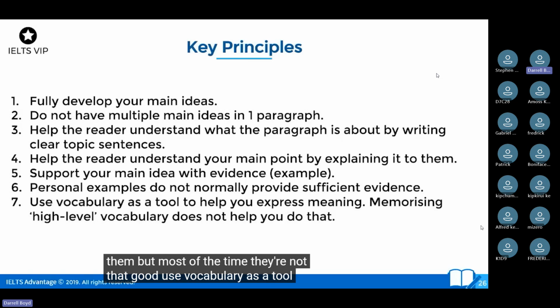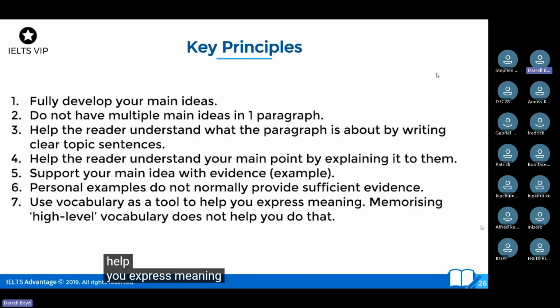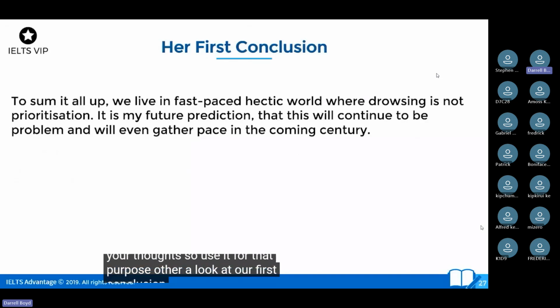Use vocabulary as a tool to help you express meaning. Memorizing high-level vocabulary does not help you do that. Showing off your vocabulary and making lots and lots of mistakes does not normally end well. Use vocabulary to help you express meaning. That is the purpose of vocabulary, to help you express your thoughts. So use it for that purpose. Let's have a look at our first conclusion.